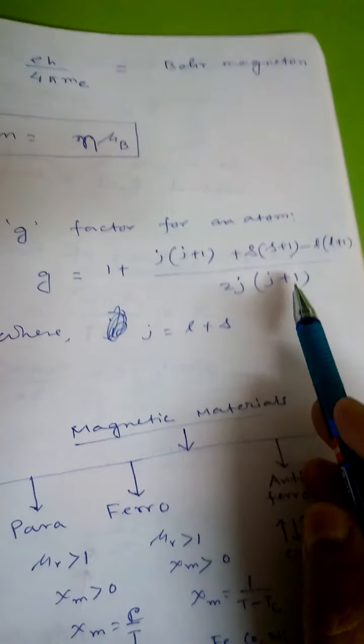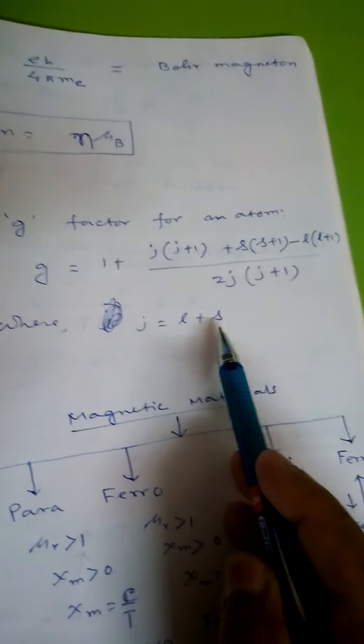Number 8, Lande g factor. This is the expression of Lande g factor, where J equals L plus S. Remember this expression.